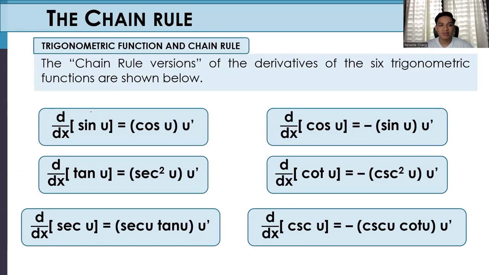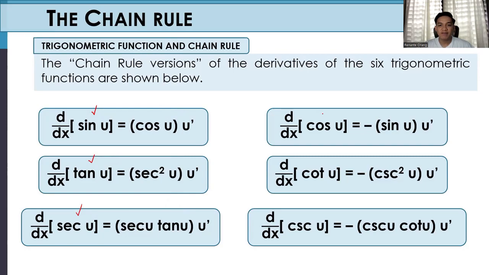First one, we have the derivative of sine u is equivalent to cosine u, u prime. Second, we have the derivative of tan u is equivalent to secant squared u, u prime. Third, we have the derivative of secant u is equivalent to secant u, tangent u, u prime.